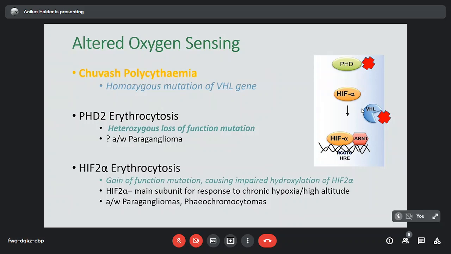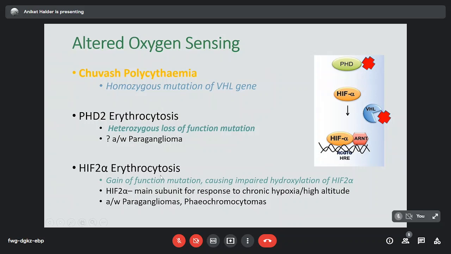There is another erythrocytosis called PHD2 erythrocytosis, where there is loss of function mutation of the PHD2 molecule. So in absence of the PHD2 molecule, the proline hydroxylation of the HIF alpha molecule does not occur, and so the levels of HIF alpha molecules in the cells are persistently increased, leading to increased levels of erythropoietin with increased red cell production. And the third is the HIF2 alpha erythrocytosis.